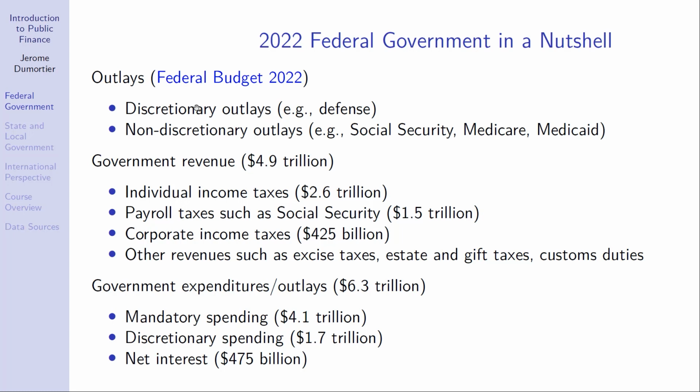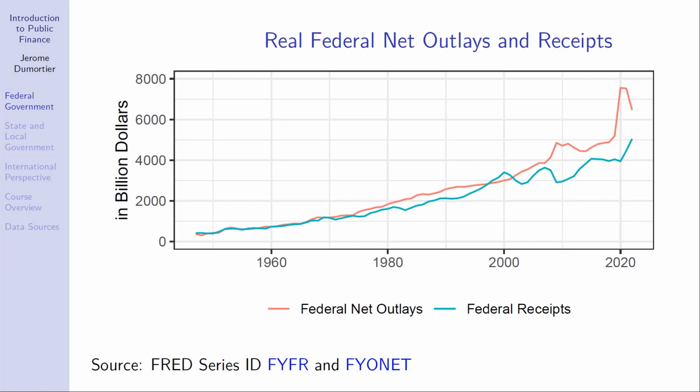The federal government also has expenditures. Mandatory spending, which is equivalent to non-discretionary outlays, is about $4.1 trillion, and the discretionary spending is about $1.7 trillion. We will also see that the government has debt, and like with any other debt, there is interest due. In 2022, the federal government spent about $475 billion on interest payments.